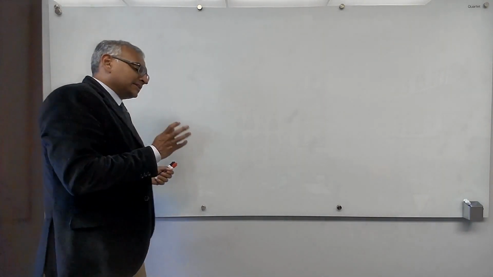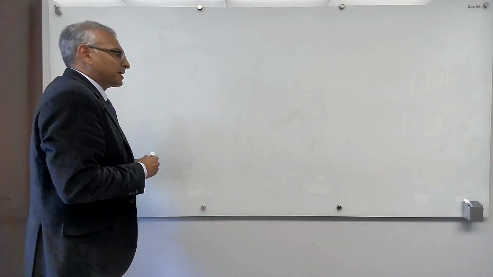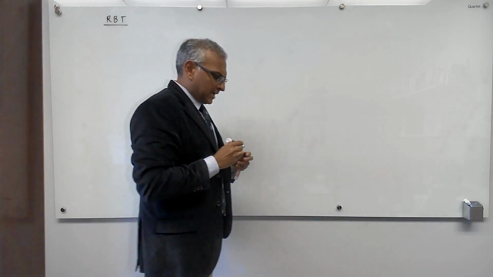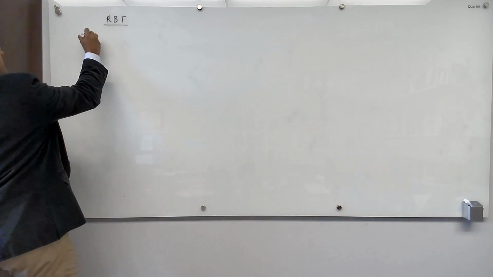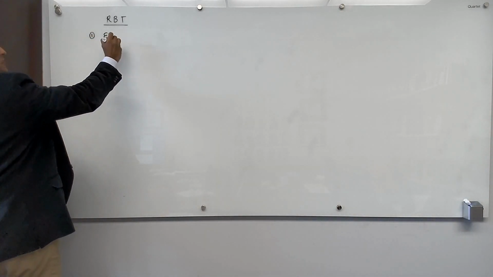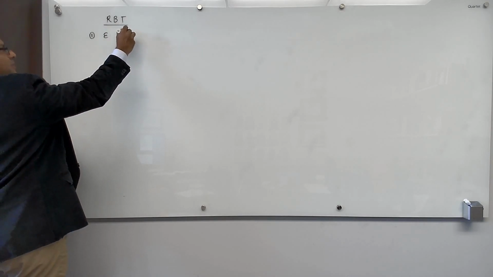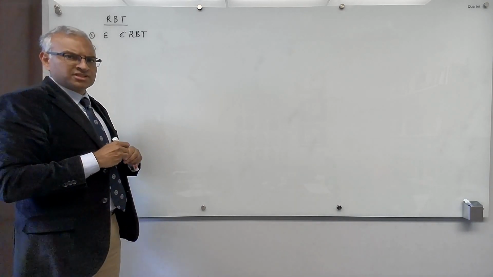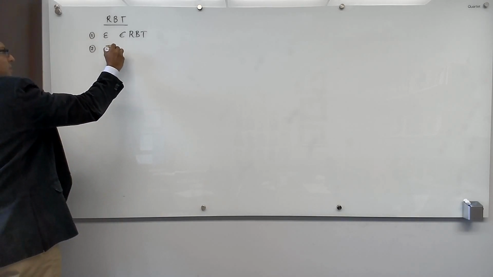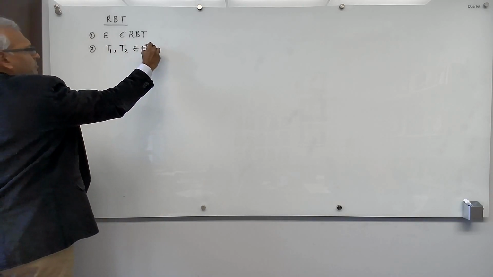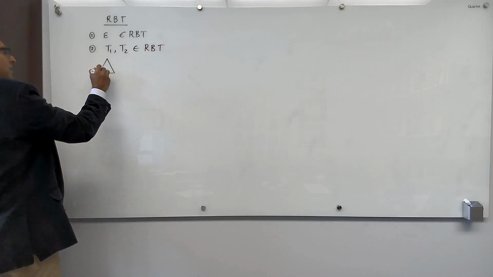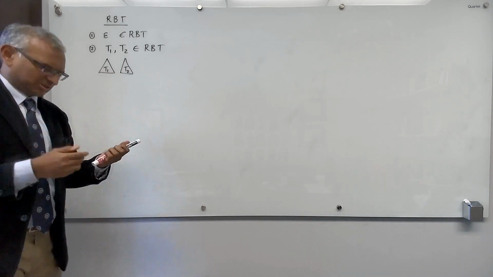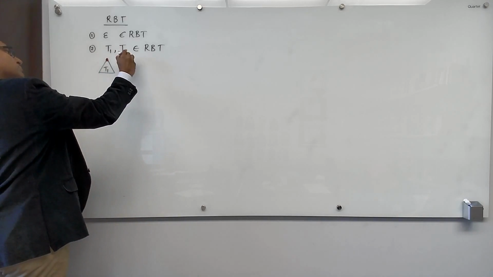Okay, so let me remind you of the recursive definition of rooted binary trees, RBT. The base case is the empty tree. So the empty tree is a rooted binary tree. Now comes the interesting case: if you have two rooted binary trees, T1 and T2, we represent T1 and T2 as structures that look like trees. They have roots, these special nodes which we call the root.